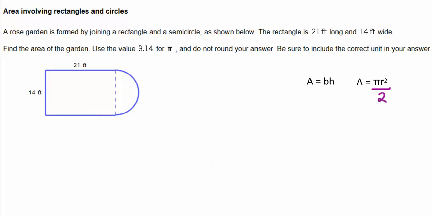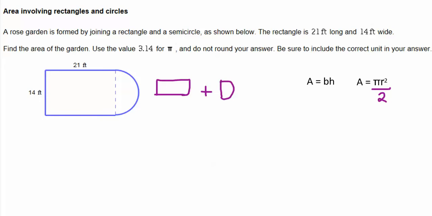Okay, now we're ready to begin. So area of the entire garden, the garden's in these two parts, the rectangle and the semicircle. So we're going to find the area of the rectangle, and we're going to find the area of the semicircle, and we're going to add those two areas together. When we add those two individual areas, that will give us the total area of the rose garden. All right, let's get down to business.